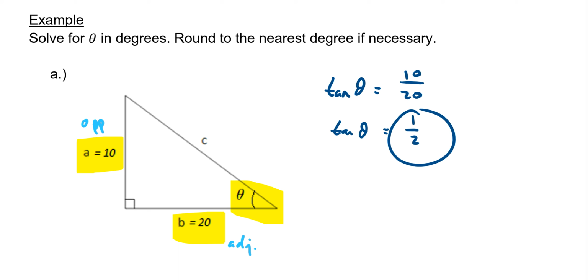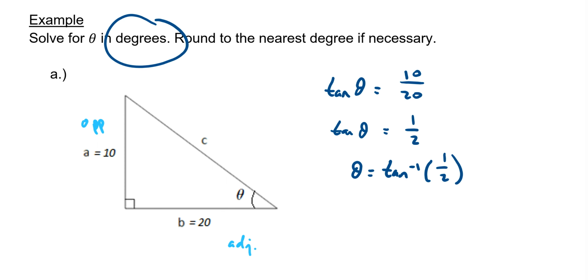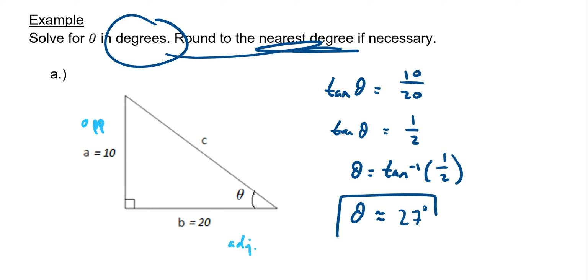We can't do this in our head. Tangent of what angle is 1/2? This is not one of those nice values on the reference angle table. So we're going to have to plug this in the calculator, and we're going to say this is equal to tan inverse of 1/2. Just make sure you're in degree mode and round to the nearest degree. So plug this in the calculator, round to the nearest degree, and we get about 27 degrees.